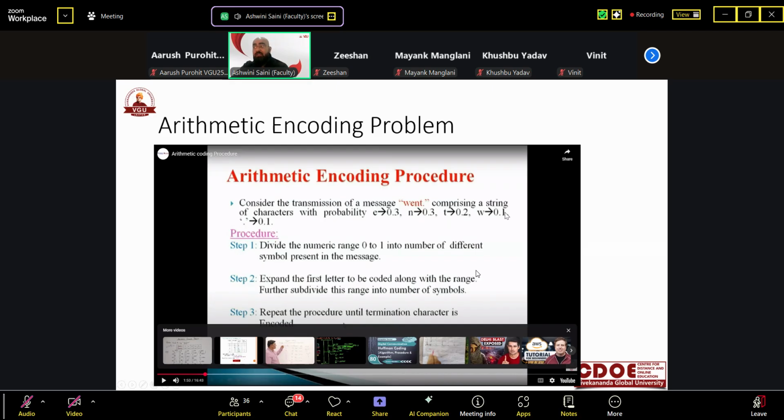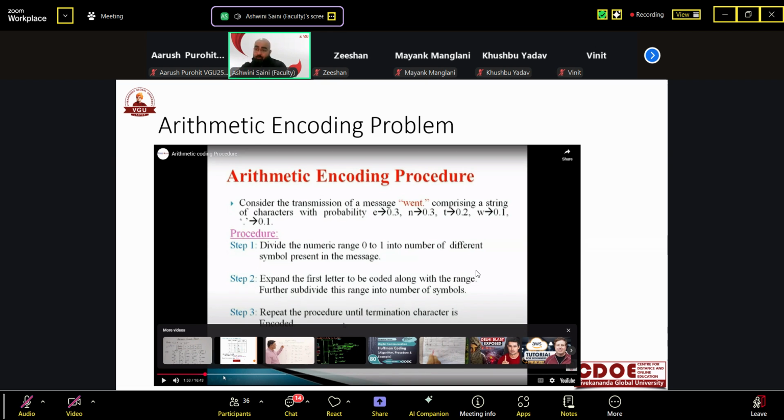The total of these probabilities is 1, because 0.3, 0.3, 0.2, 0.1, 0.1. If you add these, there will be a value of 1.0. That means the total of all these is 1.